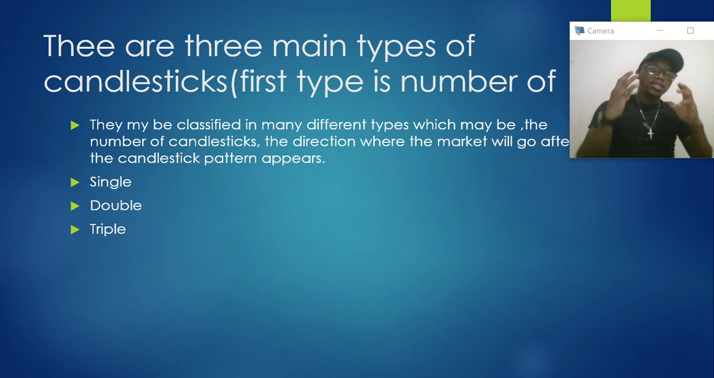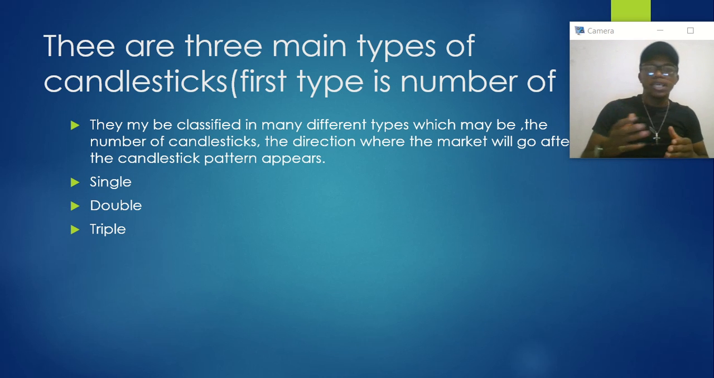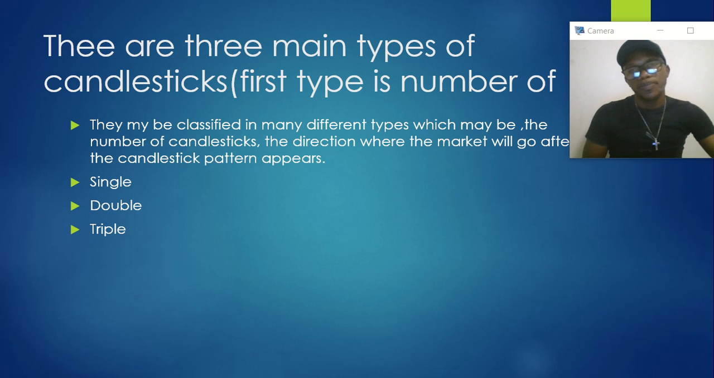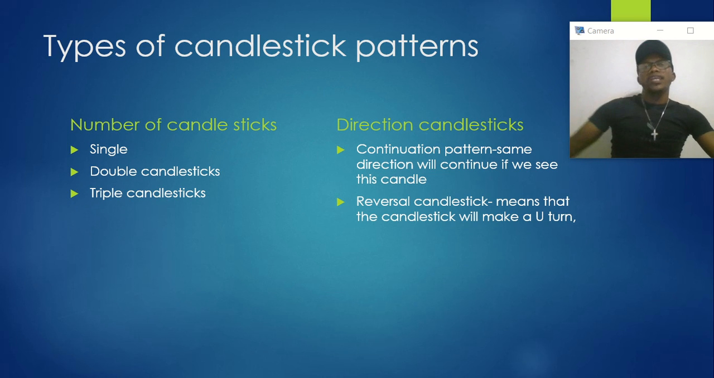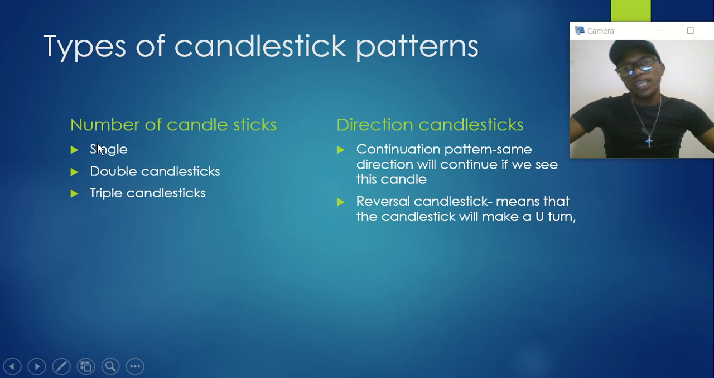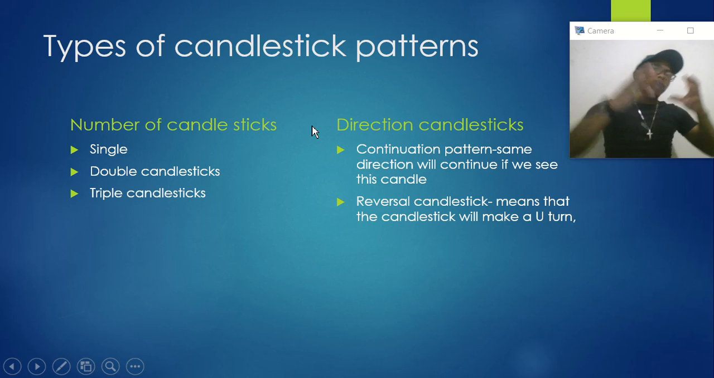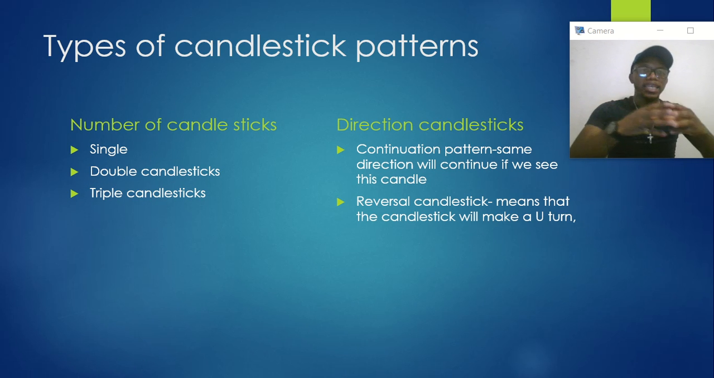So when we are saying the candlesticks are classified according to the number of candlesticks, there is what you call singles, doubles, and triples. So the type of candlestick patterns are as follows. If we're saying the number of candlesticks, we mean the singles, doubles, and triples. And also we classify the candlesticks pertaining to the direction.